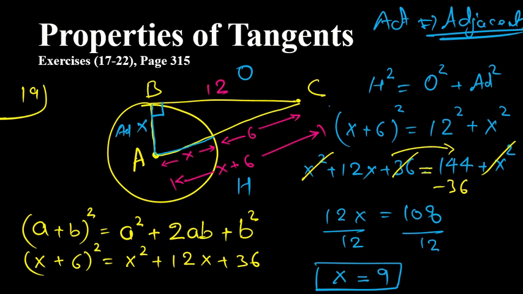So X is 9, so the radius is 9. If somebody asks you how much is AC, then it is X plus 6. So 9 plus 6, that will be 15. Okay, next question.